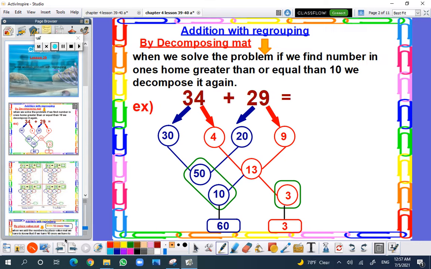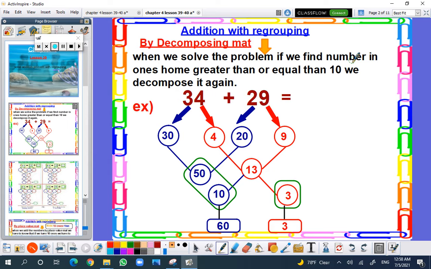In addition, as we mentioned before, we have two methods. The first method is decomposing math and the second method is place value math. Let's start with decomposing math. What is the meaning of decomposing? Decomposing means I write the number with its value in expanded form. But here, when we solve the story problem, if we find the number in the one's home greater than or equal to 10, we have to decompose it again.